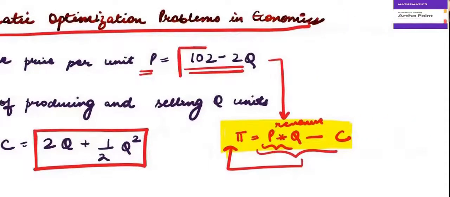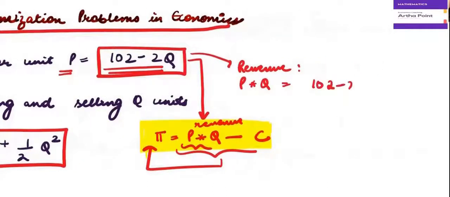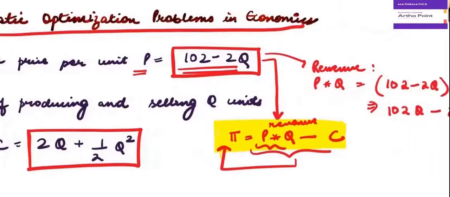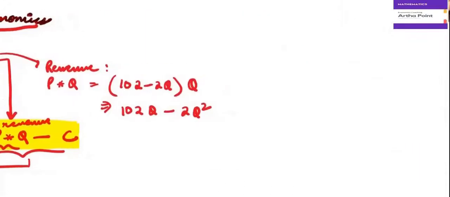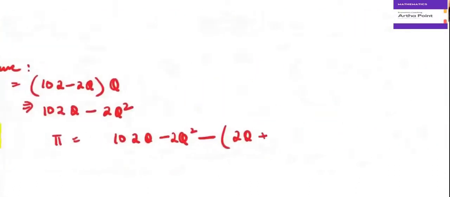So if I'm given that the price is 102 minus 2Q, what do you think will be the revenue? Revenue will be price into quantity, which will be 102 minus 2Q into Q, which will be 102Q minus 2Q square. This is the revenue. What is the cost? Cost is given as 2Q plus half Q square. So revenue minus cost, this is the profit of the firm.